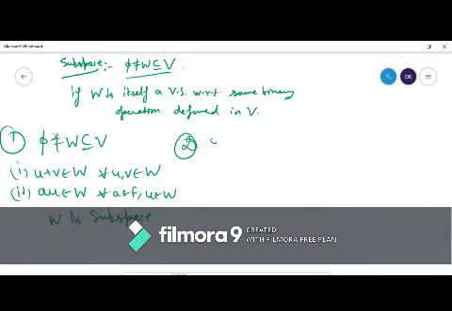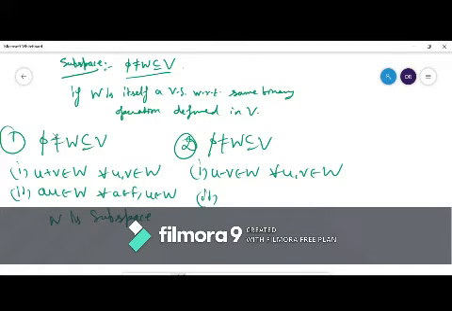Second result is, if W is a non-empty subset of V. First one is u minus v belongs to W for all u and v belongs to W. Second is au belongs to W for all a belongs to F and u belongs to W. Then W is also a subspace.